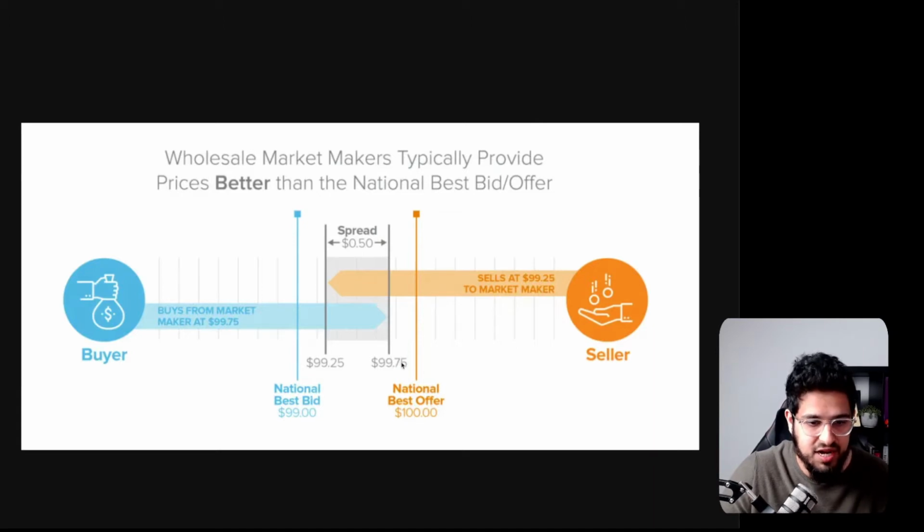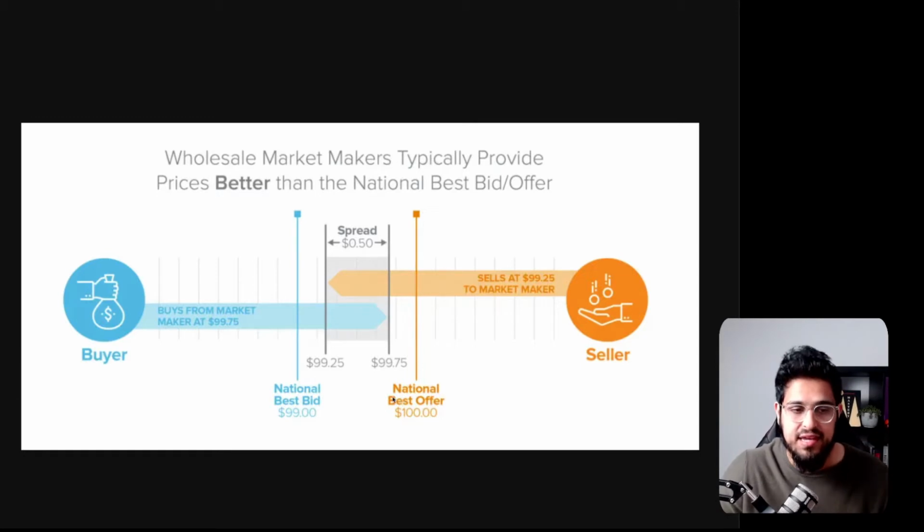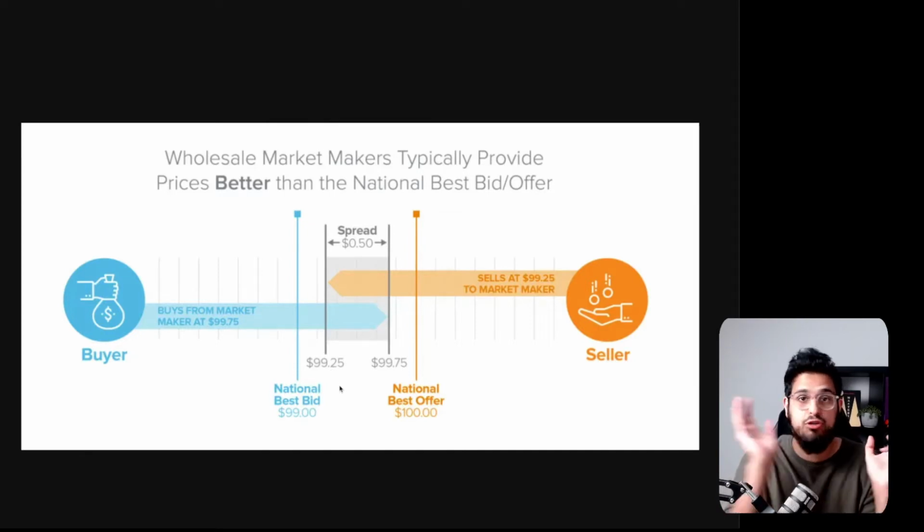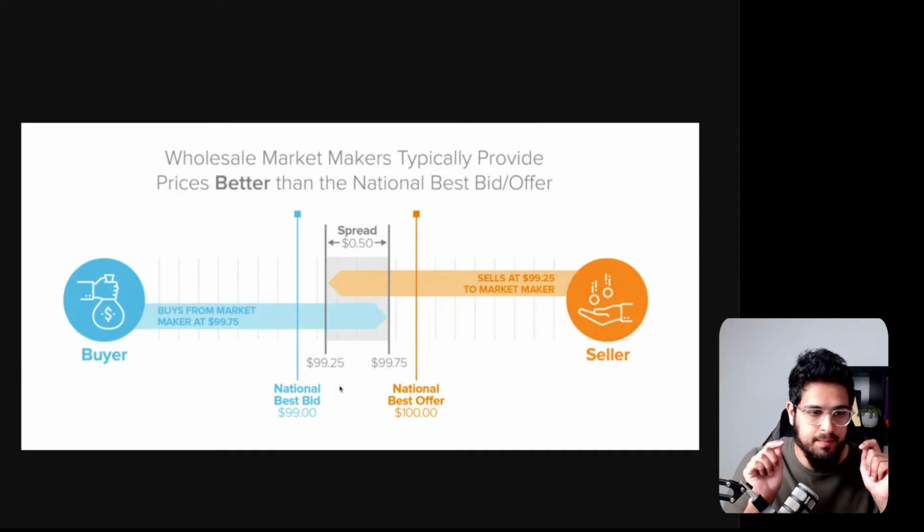So we'll give them a better price than they were going to get, because they had to buy 100 on the market if they go straight to the NASDAQ or the S&P. And a seller who would normally get $99 will help them sell at 99.25. So your buyer's happy, your seller's happy, because they've both bumped up by 0.25. They're getting a better bid and ask.